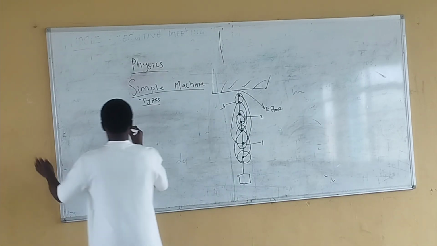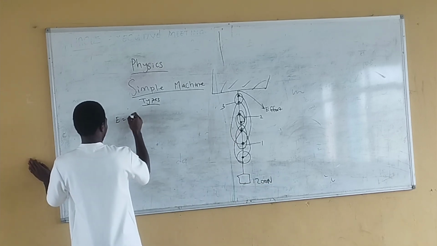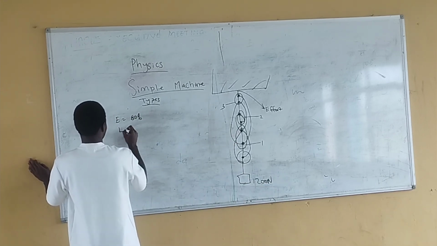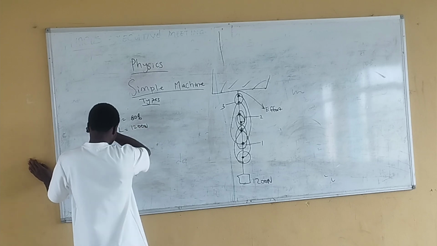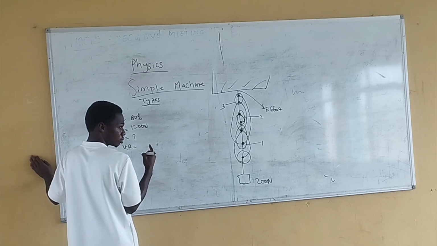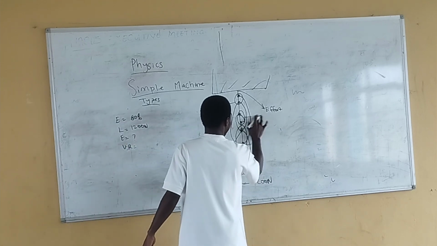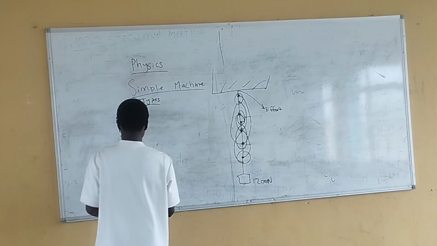From here, they say the load is 1200. Efficiency is equal to 80%. We are using what they gave us first. Effort is what we are looking for. Velocity ratio was given. Velocity ratio is what? 4. This is the velocity ratio.